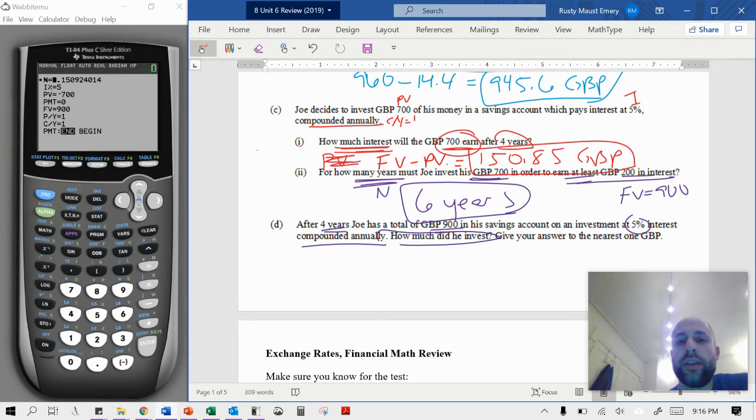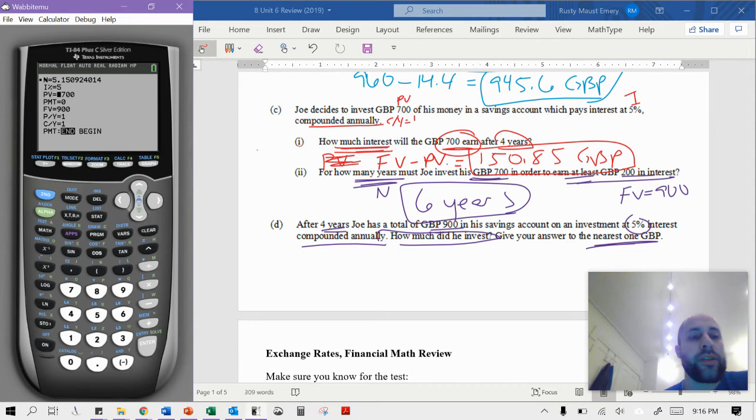For part D, after 4 years, Joe has a total of 900, same percentage, compounded annually. How much did he invest? Give your answer to the nearest British pound. So again, a lot of the information is still the same. This is still negative 700, still 900, 5%. This is 4. How much did he invest? The present value is what we're solving for.